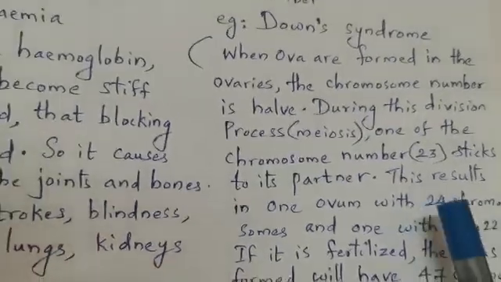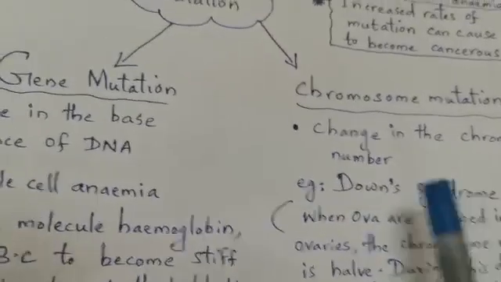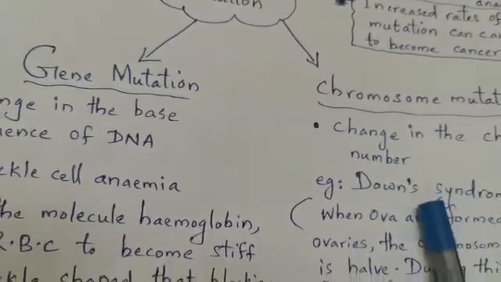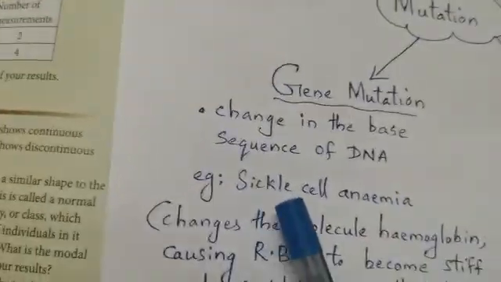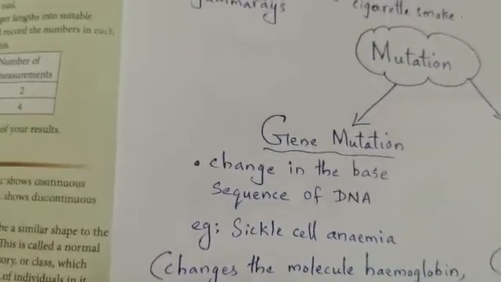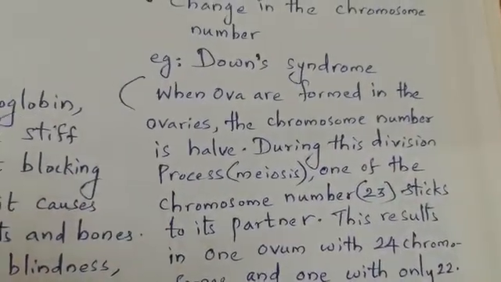So this is a problem, right? This problem is called Down syndrome. An example of chromosome mutation is Down syndrome. An example of gene mutation is sickle cell anemia. Now we can have a close look at Down syndrome.